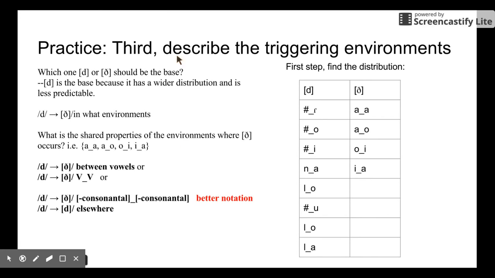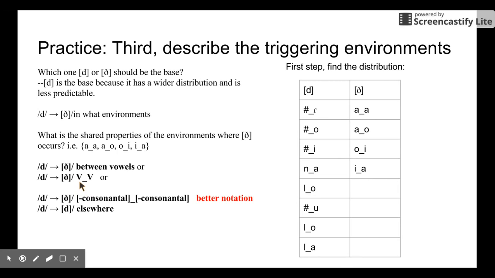The third step, we're trying to describe the triggering environment, which is this one. So we try to find the shared property of these environments. Okay, actually there are several ways to describe the environment. The first one is we can say informally the environments are between vowels, right? Or we can use this notation.